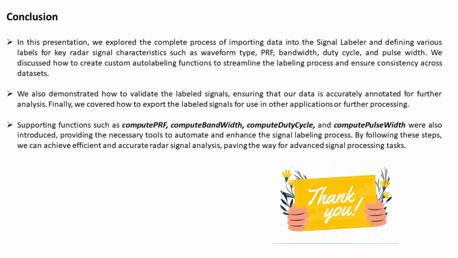Conclusion. In this presentation, we explored the complete process of importing data into the Signal Labeler and defining various labels for key radar signal characteristics such as waveform type, PRF, bandwidth, duty cycle, and pulse width. We discussed how to create custom auto-labeling functions to streamline the labeling process and ensure consistency across datasets. We also demonstrated how to validate the labeled signals, ensuring that our data is accurately annotated for further analysis. Finally, we covered how to export the labeled signals for use in other applications or further processing.